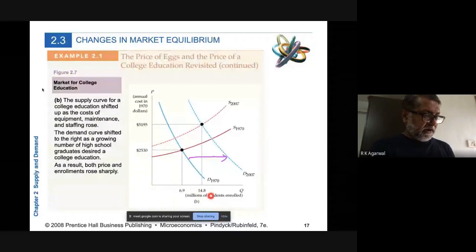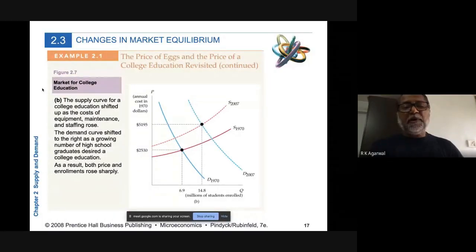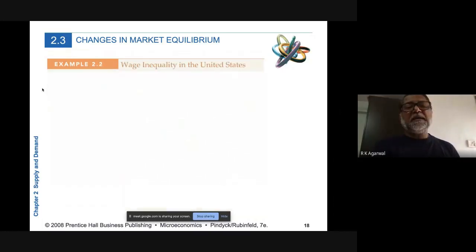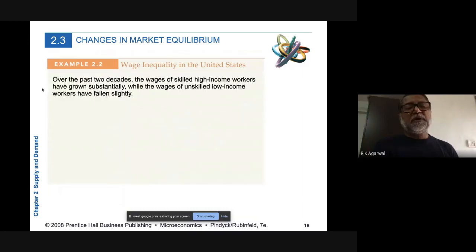14.8 lakh students are studying in college. I mean, that was in 2007. In 2020, things must have gone up a lot after that. So this is what I wanted to tell you in terms of the demand supply model. It's a very, very powerful tool. And in this presentation, there are a few more examples which I would not like to take up unnecessarily, so I'll skip all these things.